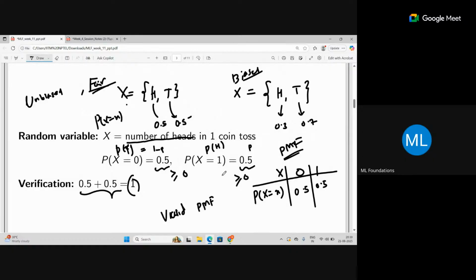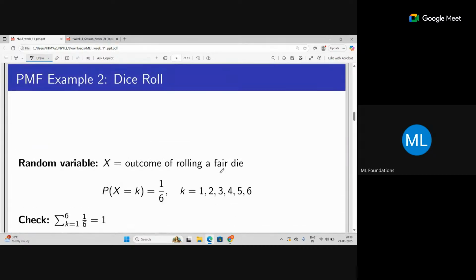All this, what is biased, what is fair, what is unbiased, and all. Actually, bias and unbiased have different meanings, but we'll see that later. But right now, do you understand this part? Yes, sir. Okay, fine.